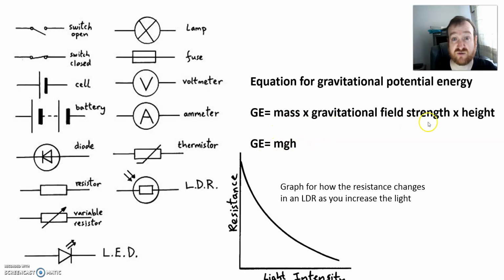So you can have the equation for gravity in either the word form or the symbol, so mass times gravitational field strength, how strong gravity is, times by the height, or mgh. And then we've got the resistance and light intensity graph, where it's dropping. As the light intensity increases, the resistance reduces. It gets lower as we increase the light intensity, so resistance is going down.